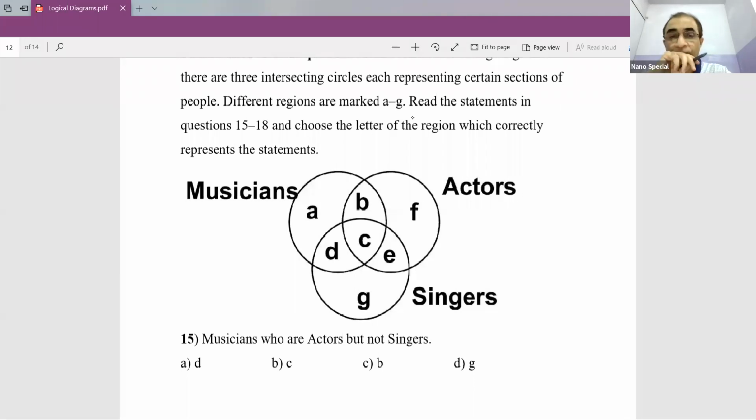Okay. So what is he asking? He's asking musicians who are actors but not singers. Now this is musicians. Musicians who are actors means this part. But then he has put in another constraint. And what is that constraint? They should not be singers. Then it should be outside of this. And therefore it should be this part, which is B. And therefore the answer is this. All right. That's cool, right?